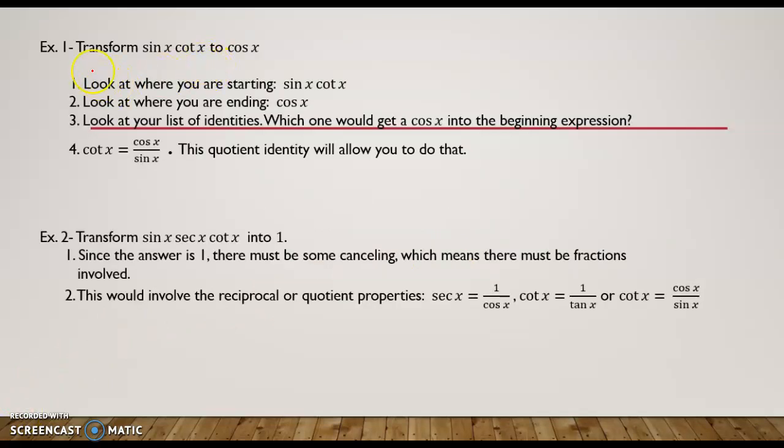So here are the type of problems that you're going to get. Transform sine of x cotangent x to cosine of x. Look where you're starting, sine and cotangent. Look where you're ending, cosine.